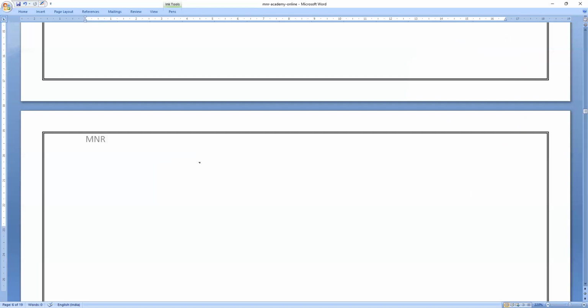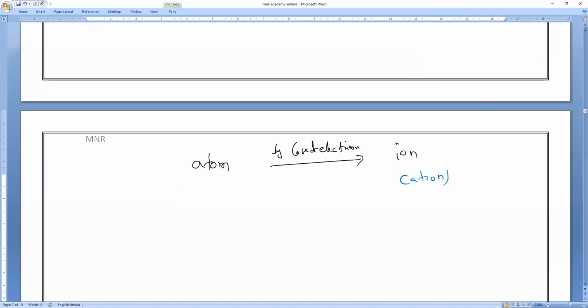Ion means very simple: an atom will turn into an ion. One way is by loss of electrons. That is the ion we call a cation. So, is a cation a positive charge or negative charge? Electrons are decreasing, so positive charge. Loss of electron is a positive charge.